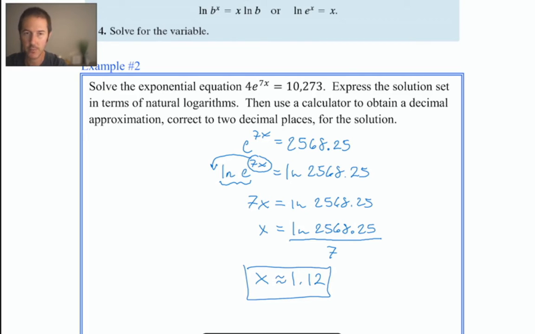Just type it in from left to right. You might have to put in your own parentheses. So make sure that that 2568.25 is in parentheses after the natural log, and then divide by 7. Or essentially, do what ended up happening on this scientific calculator. Get yourself that initial value from taking the natural log of 2568.25, get that solution up on your screen, and then hit divided by 7 in order to get your final answer.